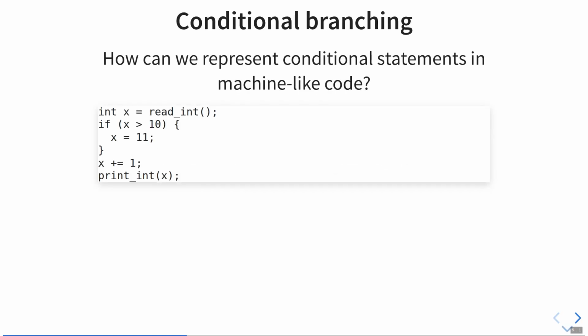More interesting are conditional branching, conditional jumps. For instance, here in this C program, we call x equals readInt. Then if x is greater than 10, we set x equal to 11. Otherwise, we increment x by 1 and then call printInt passing it x. These are actually the two functions that are defined for you in the iolib.c file that's given to you with your compiler project for testing your code.